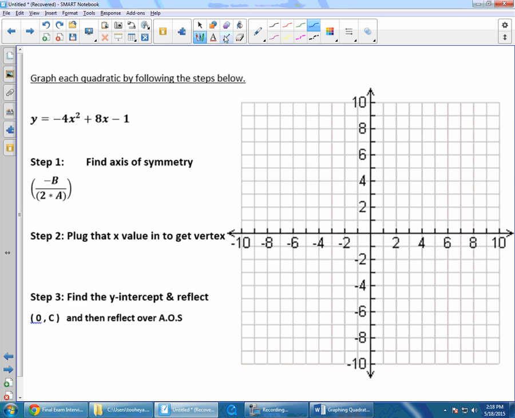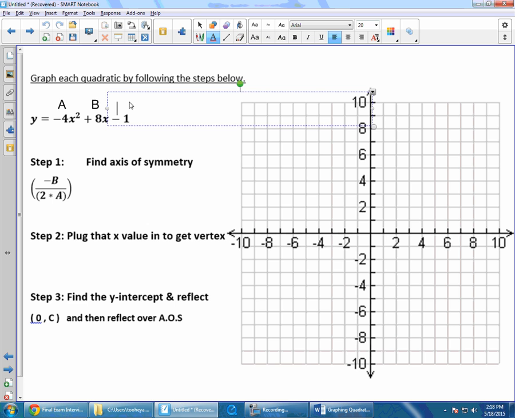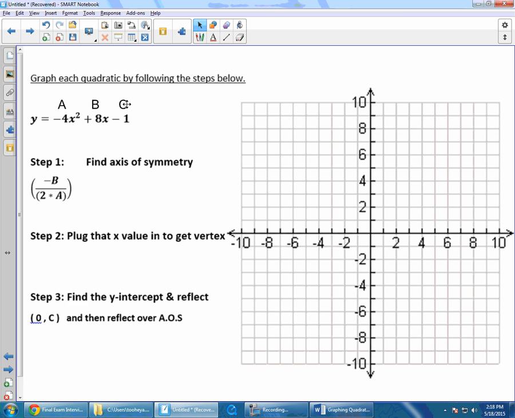So the first thing we want to do is label what is A, B, and C. So we've got A is -4, B is +8, and C is -1. Those are important things to be able to understand whenever we use the information we've got here to plug in. So we've got -b/2a as the first thing we want to do. That helps us find the axis of symmetry.